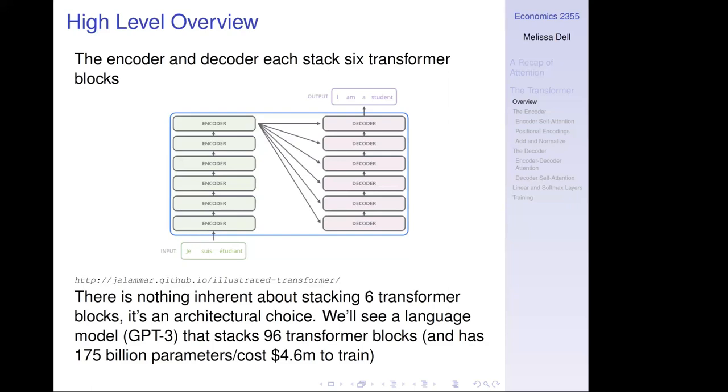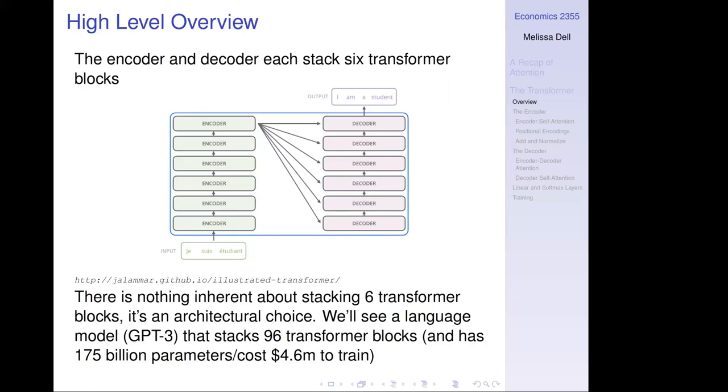And so, for example, we'll mention a model on Wednesday, a language model, which is called GPT-3, and it stacks 96 transformer blocks. So why not always stack 96 transformer blocks? Well, the way that they stack 96 of those blocks, which is just decoder type blocks, required estimating 175 billion parameters, which cost an estimated $4.6 million to train. And so this is an enormous model, but it worked. We'll see how this solves the vanishing gradient problem.